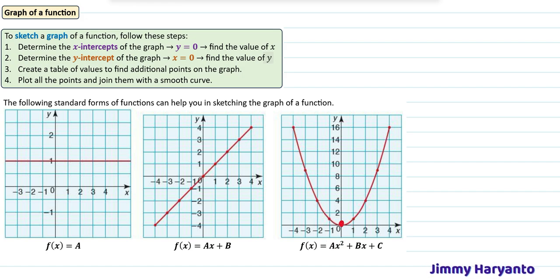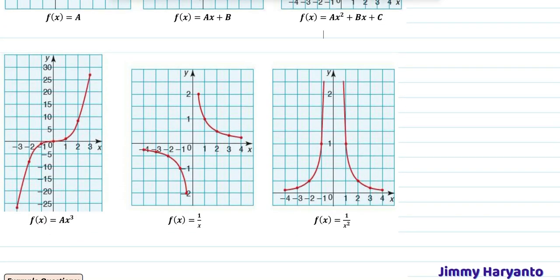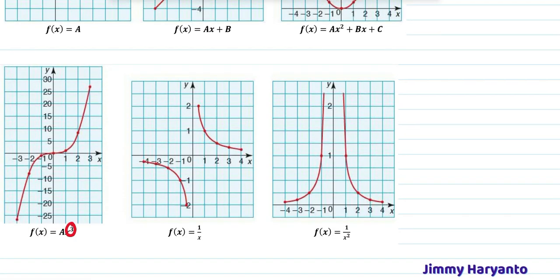And then for the vertex point or the turning point, it will depend on the function itself. So we will draw this one later. And then the next one is x to the power of 3. For the x to the power of 3, the original graph will be like that, but if we have another one like plus 2x squared plus 3x plus 1, the shape of the curve will be like this later. So this is the original for x to the power of 3.